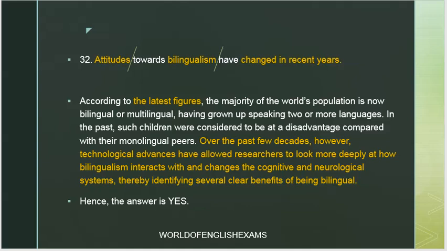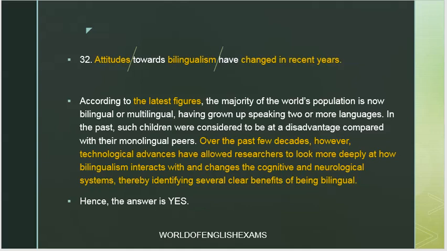Come on. According to the latest figures, so the latest figures is showing that something is related to a recent development. Okay, so that leads us to the answer. According to the latest figures, the majority of the world's population is now bilingual or multilingual. Okay, it's not talking about attitudes, but it is telling that the majority of the population in the world are bilinguals. That means they know more than one language. Okay, so having grown up speaking 2 or more languages, that is the definition of multilingualism or bilingualism.